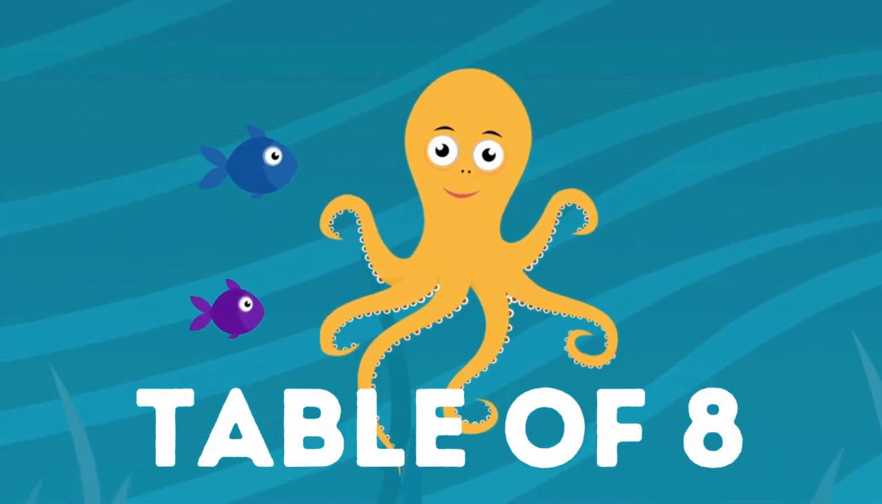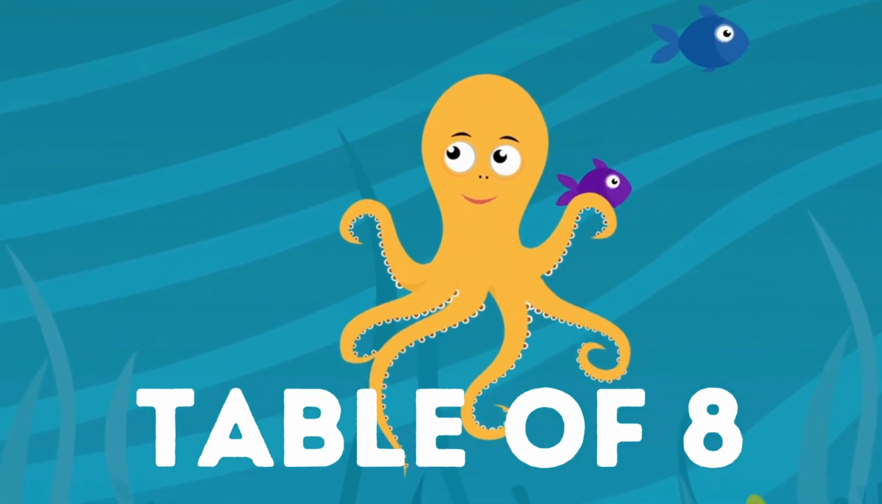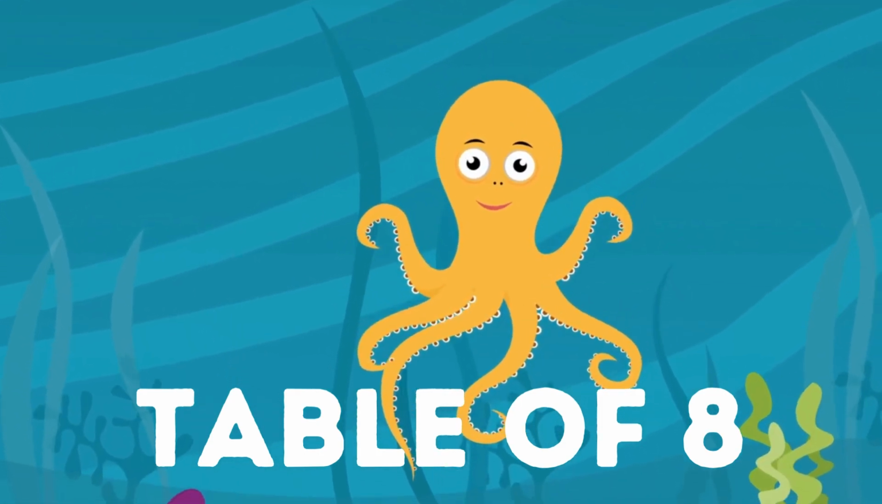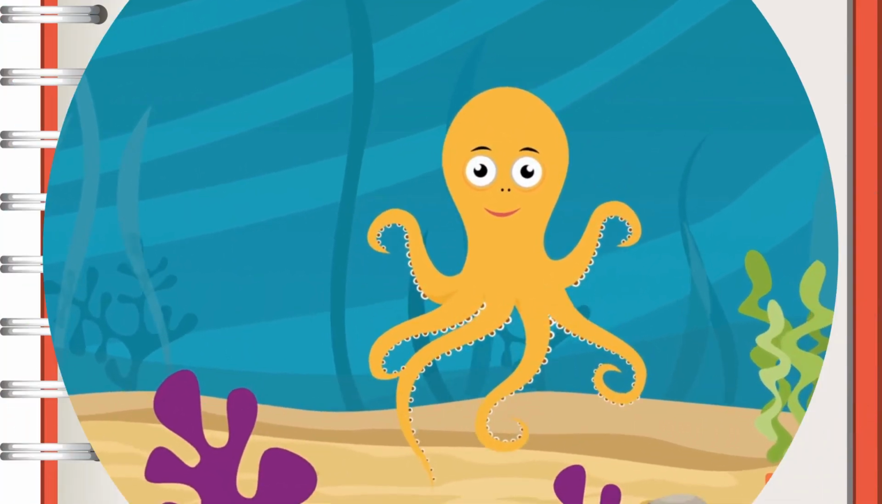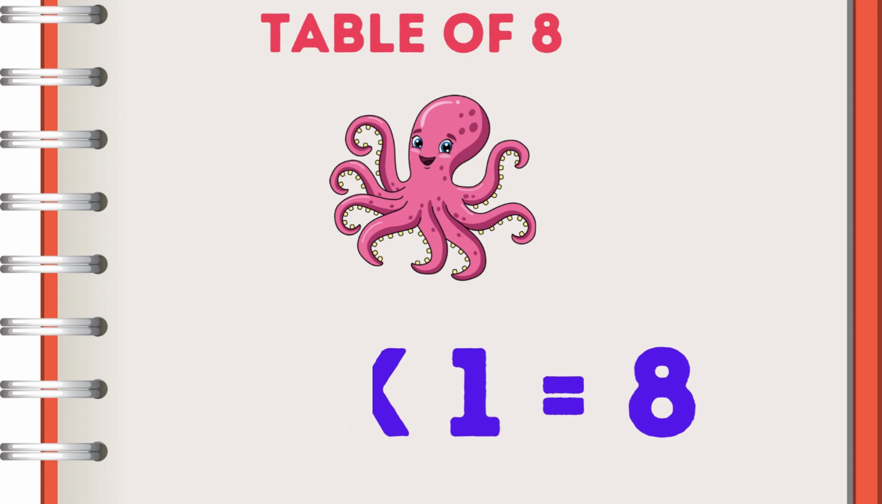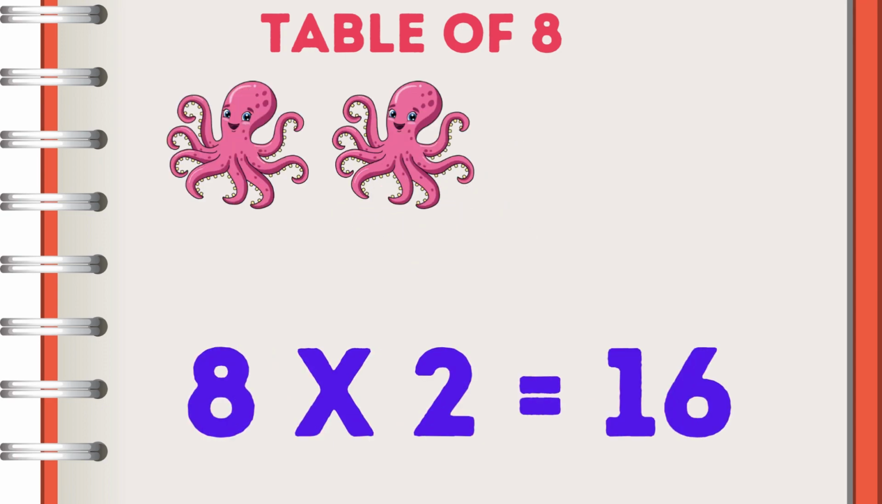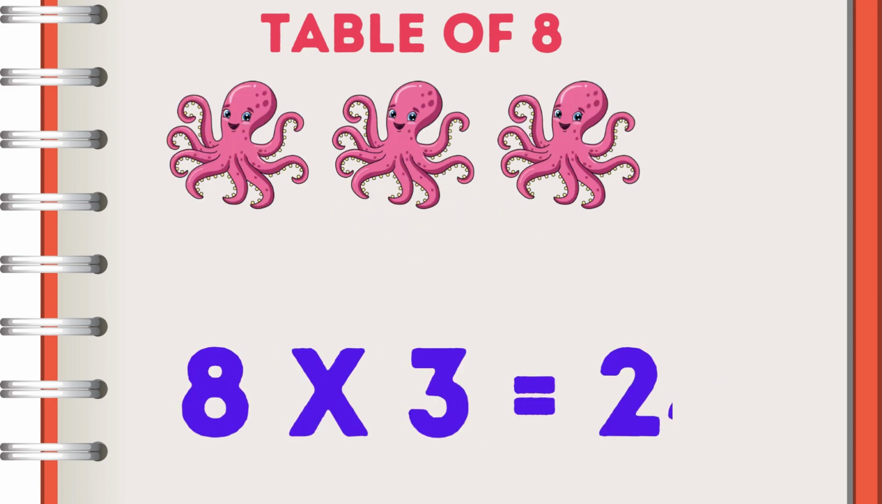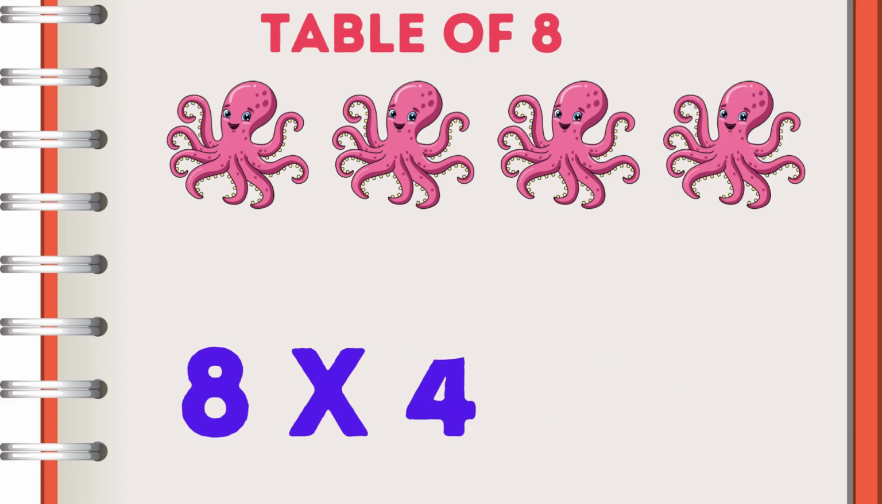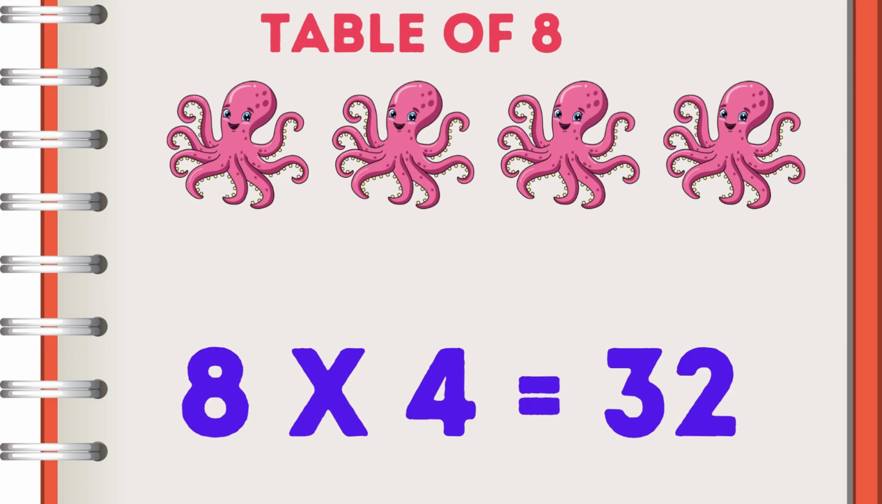Table of 8. An octopus has 8 tentacles. So let's learn table of 8 with the octopus. 8 times 1 is 8. 8, 16. 8 times 2 is 16. 8, 16, 24. 8 times 3 is 24. 8, 16, 24, 32. 8 times 4 is 32.